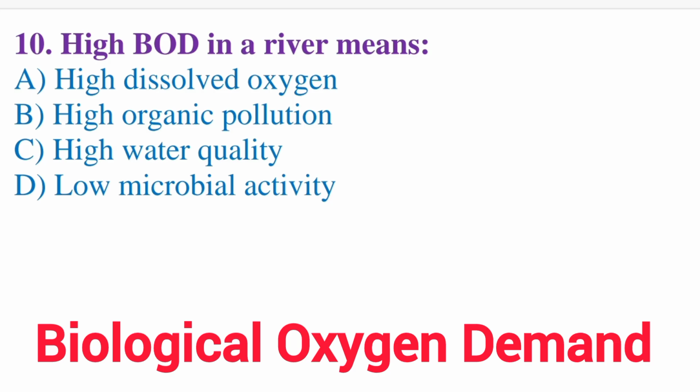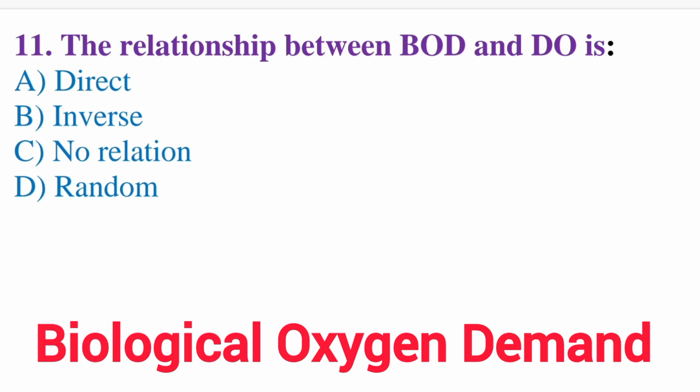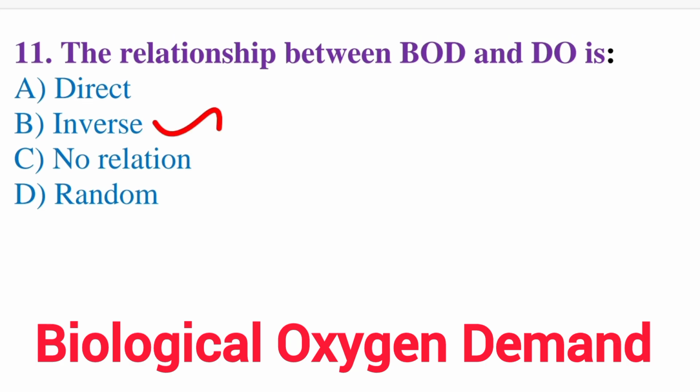Next question, high BOD in the river means option A high dissolved oxygen, option B high organic pollution, option C high water quality, option D low microbial activity. So here the organic pollution is more, so the BOD is also more, so option B is the correct answer. Next question, the relationship between BOD and DO is option A direct, option B inverse, option C no relation, option D random. Here option B inverse is the correct answer, because whenever the dissolved oxygen is less, the biological oxygen demand will be more.